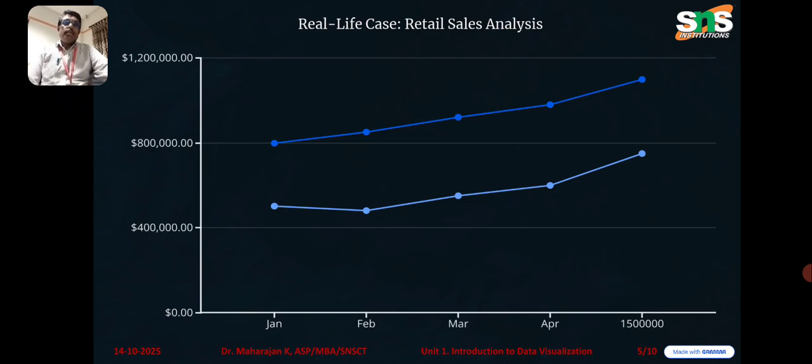Now let us see a real life case, retail sales analysis. This data gives us very important insights. It's very easy to understand from this line graph. It's a simple line graph, but it is very powerful. On the x-axis, we have the time series: January, February, March, April. On the y-axis, we have the numbers, how much our sales are. So it's very easy for us to understand.